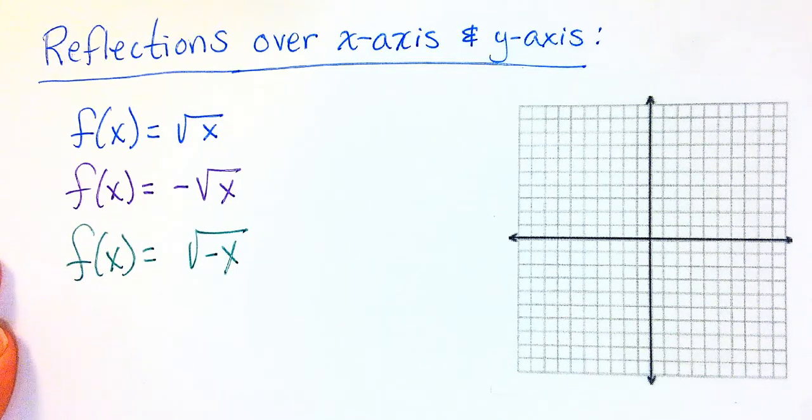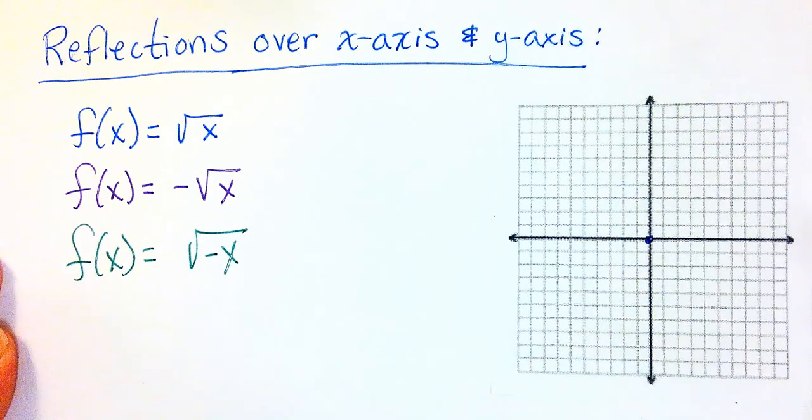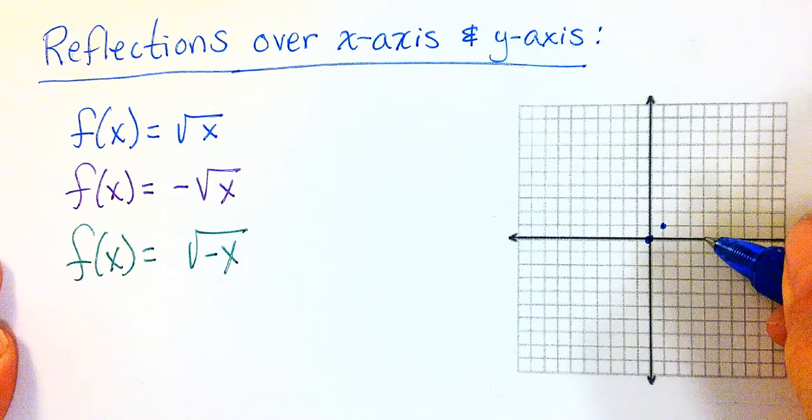This video is discussing reflections over the x-axis and the y-axis for parent functions. Our parent function today is f of x equals square root of x. Let's sketch that to the right. So we have (0, 0), (1, 1), and (4, 2).